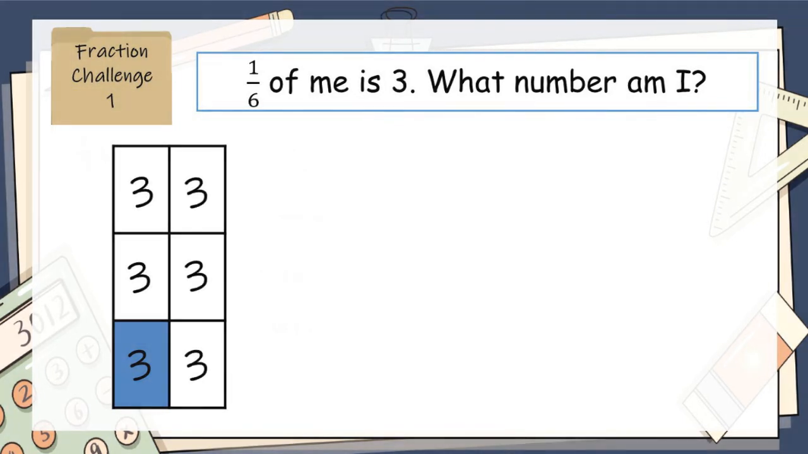Well, if one piece is equal to 3, all the other pieces are going to be 3 each as well. So this is what your filled in picture should look like. So now you have everything you need to figure out what the whole number is. Pause the video one last time and figure out what the whole number is.